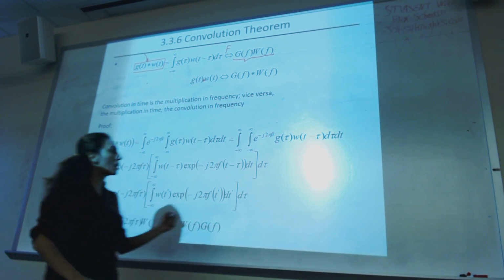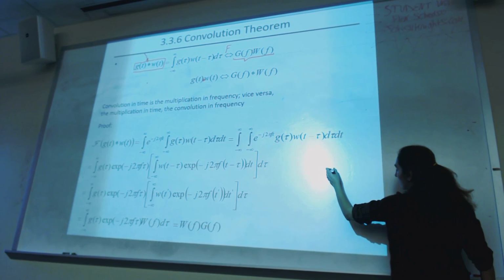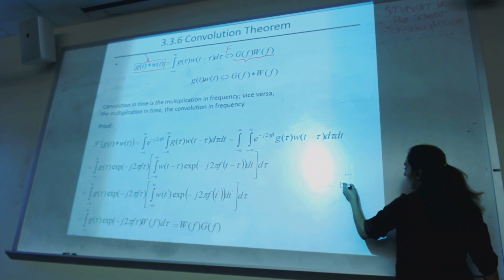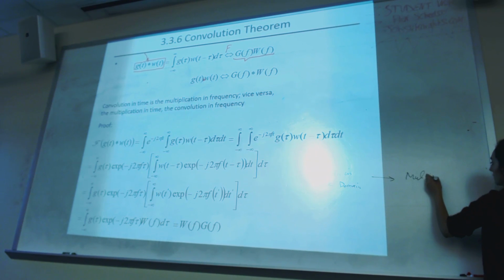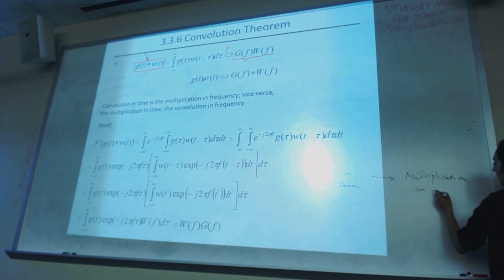So if you want to write it down, convolution in one domain corresponds to multiplication in another.